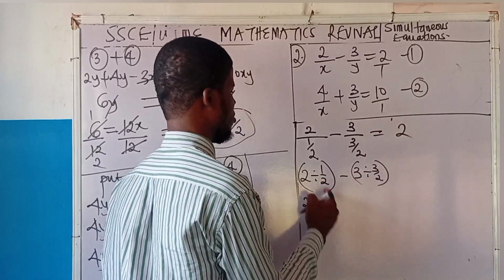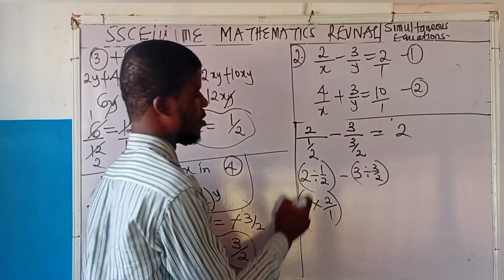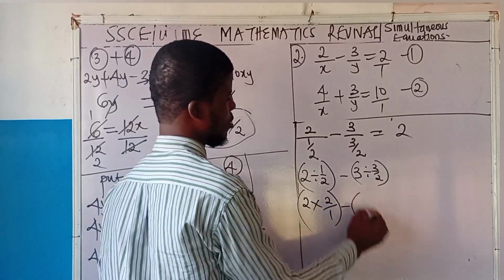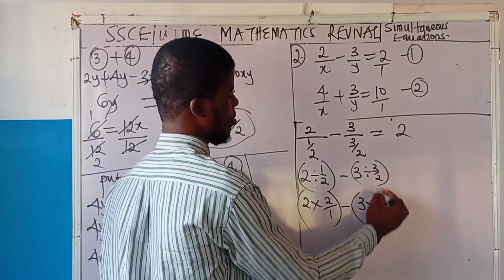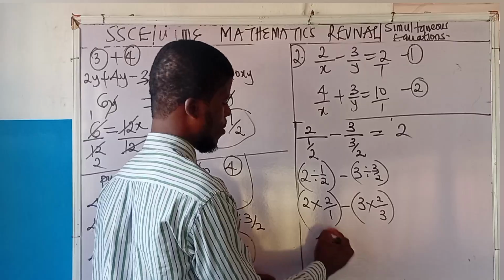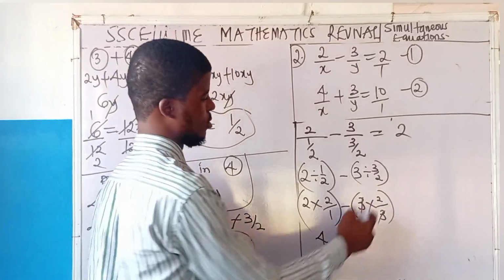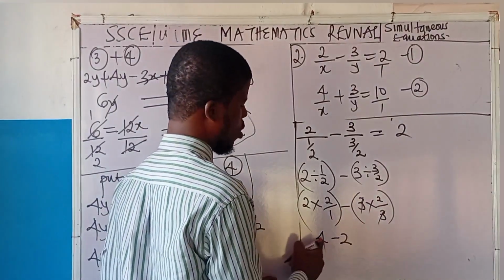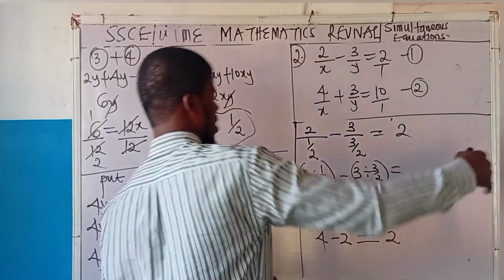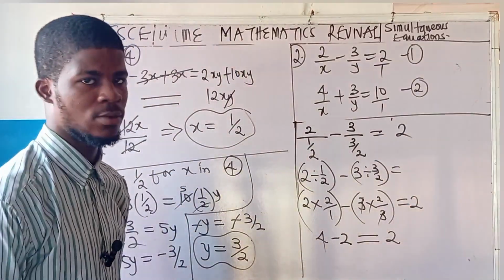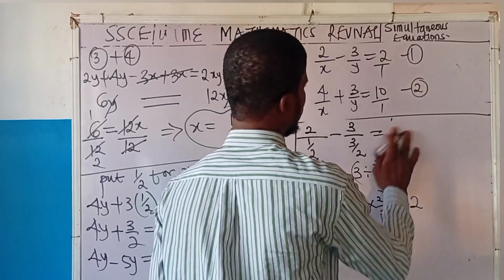This is 2 times, the 2 will go up, the 1 will come down. Alright, the divide will come to a times, minus, this is 3 times, the 2 will go up, the 3 will come down. 2 times 2 is 4. 3 will cancel 3, that's 1. What's left? Minus 2. And what's 4 minus 2? 4 minus 2 is equal to 2. And that's the 2 we have at the right hand side, meaning that the solution is correct for the first equation. And we can do that for the second equation very quickly.